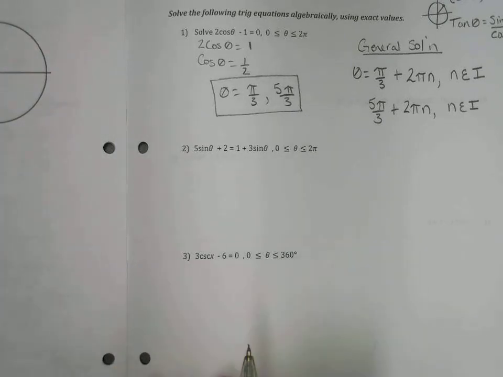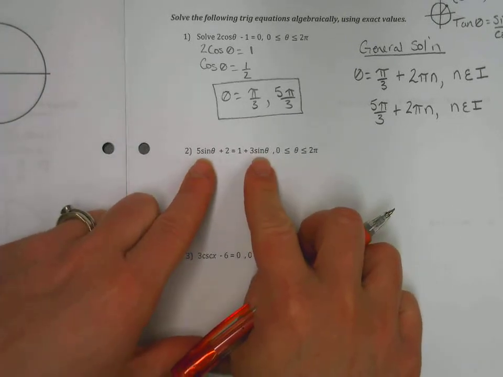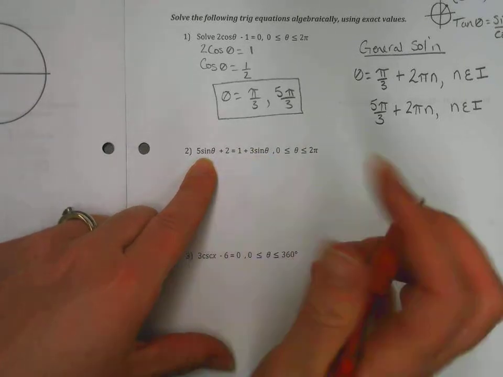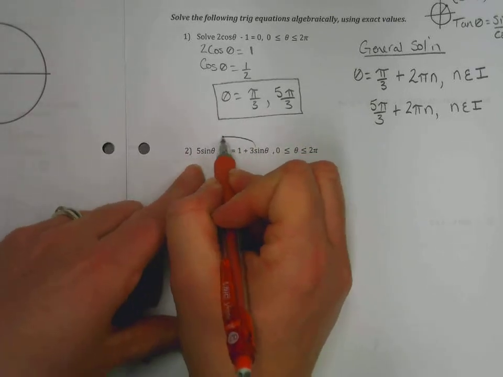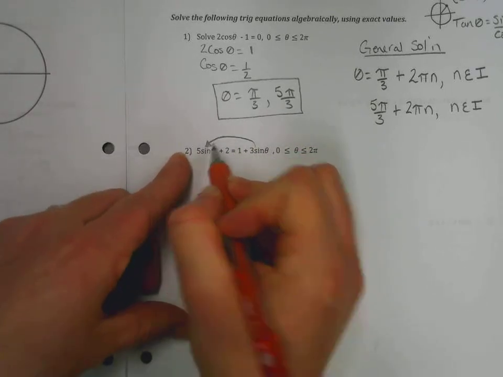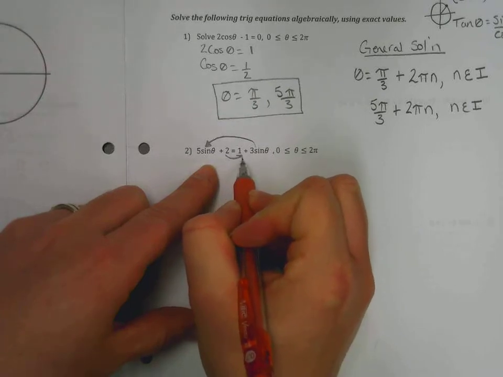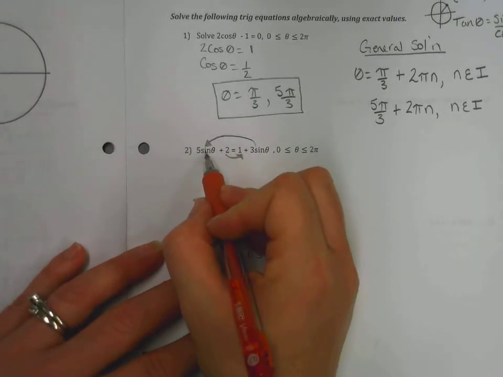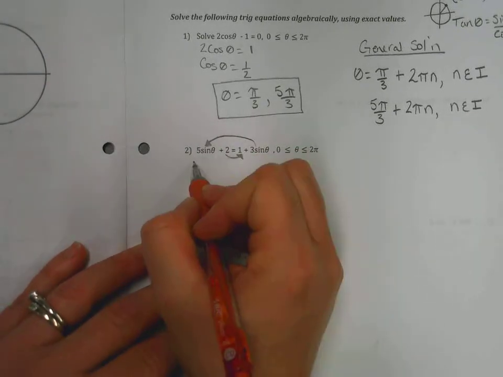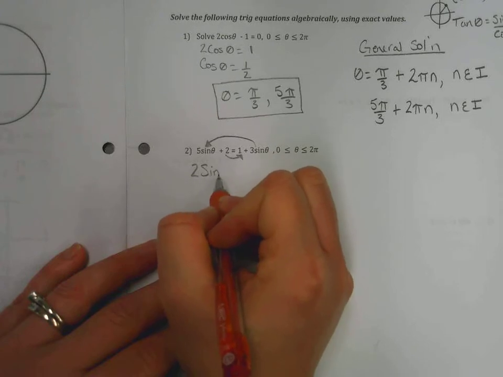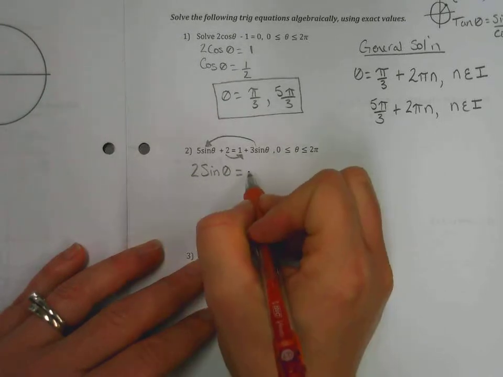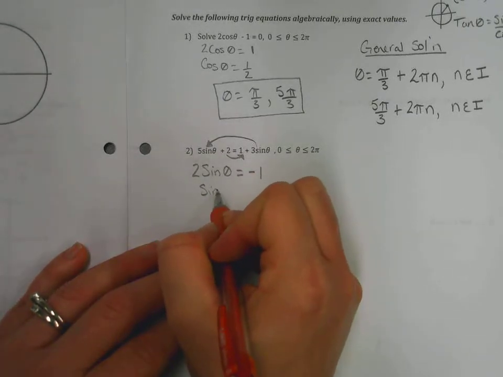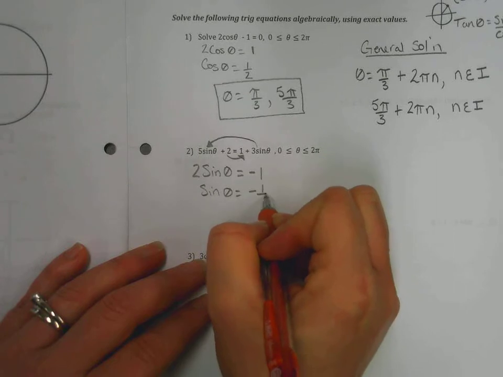So just like solving any algebraic equation, we want to collect our sine of thetas to one side of the equation. So I'm going to bring this 3 sine of theta over here by subtracting it. At the same time, I'm going to bring this positive 2 over to here by subtracting that. So 5 sine of theta minus 3 sine of theta leaves me with 2 sine theta, and that's going to equal a negative 1. I am then going to divide by 2, and I'm left with sine of theta is equal to negative 1/2.